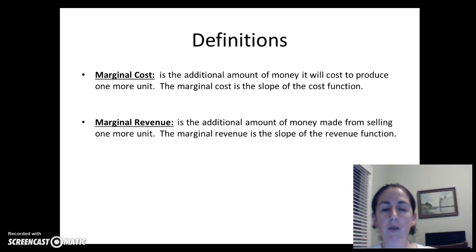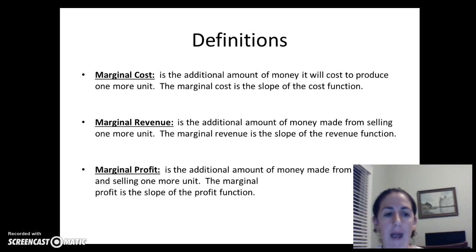Your marginal revenue is the additional amount of revenue you make from selling one more unit, and you can find that it's the slope of the revenue function. And your marginal profit is the additional amount of money made from producing and selling one more unit. And that's the slope of the profit function.